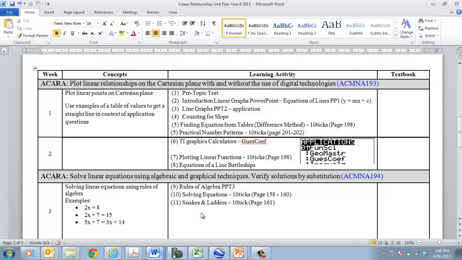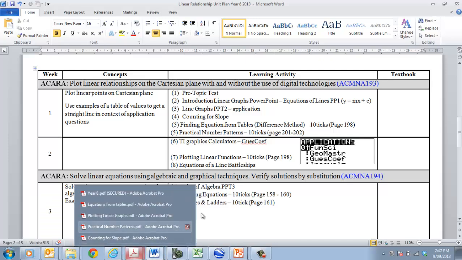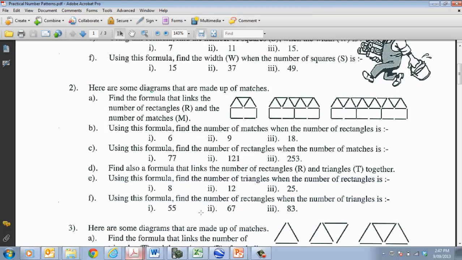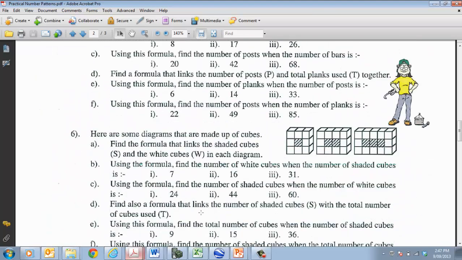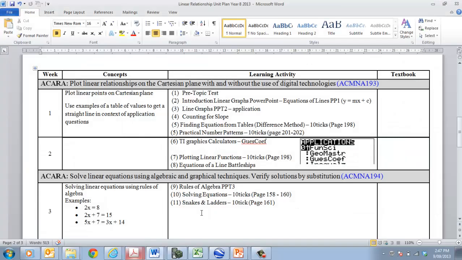Practical number patterns. Again, there's another activity. Now you don't have to do this, but again, it's there for you, depending on the time period that you've got. So again, it's sort of matching what we've done in the PowerPoint there. Alright, so using tables of values and plotting graphs again. Alright, so that's straight out of 10 ticks. Coming back to here, we've got our TI calculator, the guess coefficient.